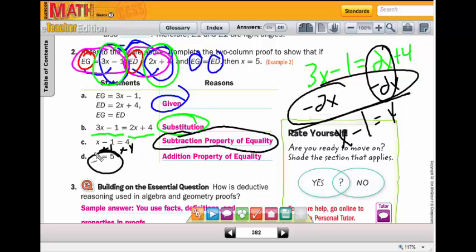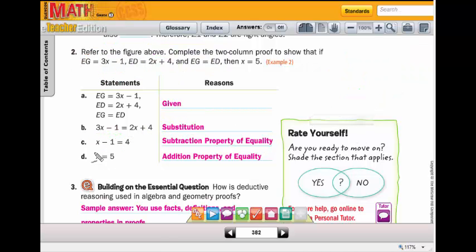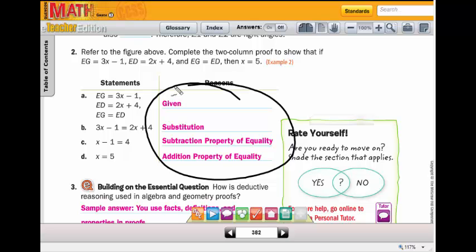You can see here where it's going to be very important that you know your rules of algebra so that you can see the algebra that was done in order to come up with these reasons here.